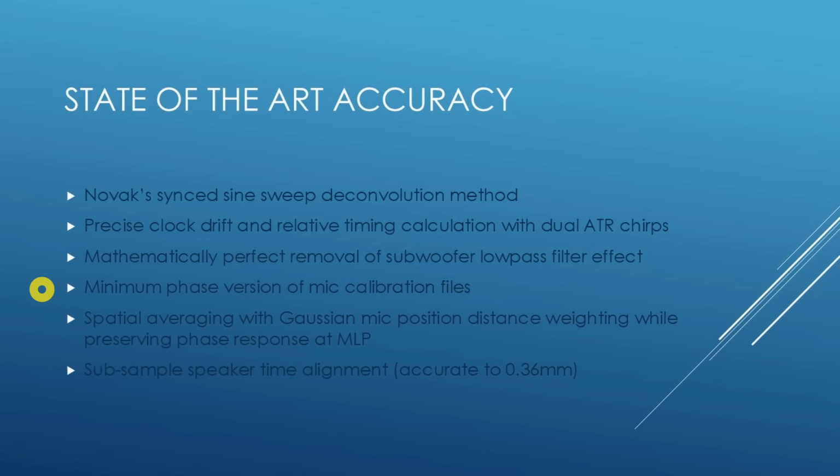It uses the minimum phase version of your microphone calibration files for ultimate accuracy in phase response. Since microphone calibration files are inherently just frequency magnitude responses, they have their own phase deviations, which GSonic takes into consideration. Spatial averaging uses Gaussian mic position distance weighting while retaining the phase response of the main listening position for all speakers and subwoofers. This provides an average that best represents your in-room speaker response, allowing you to properly time align your subwoofers with your speakers and determine your crossovers. It offers sub-sample speaker time alignment accurate down to 0.36 millimeters.